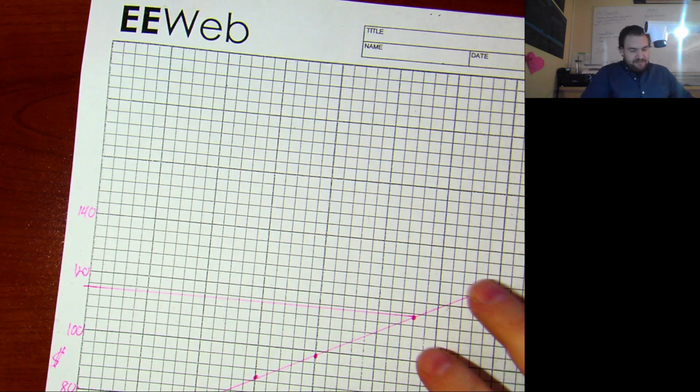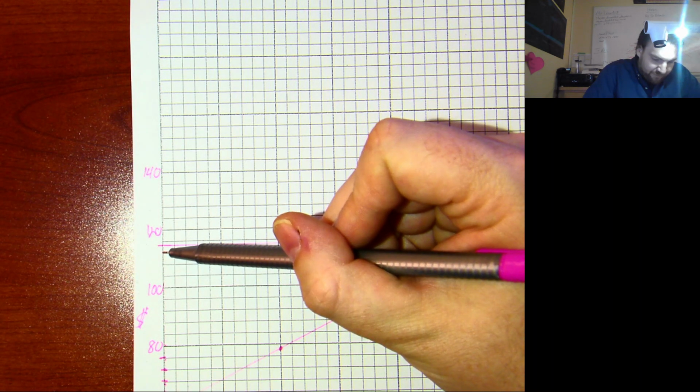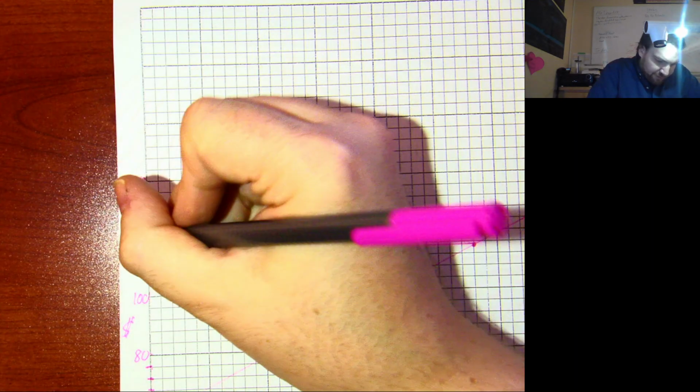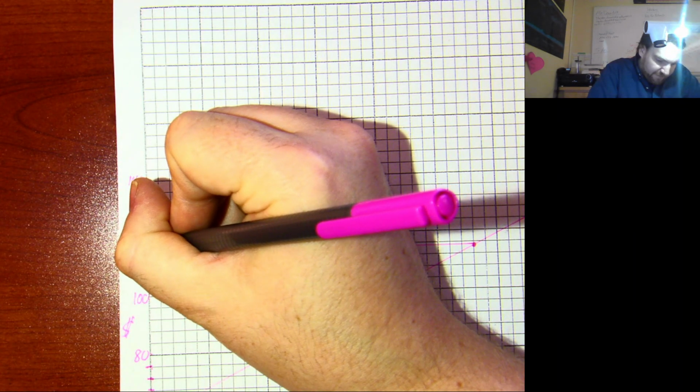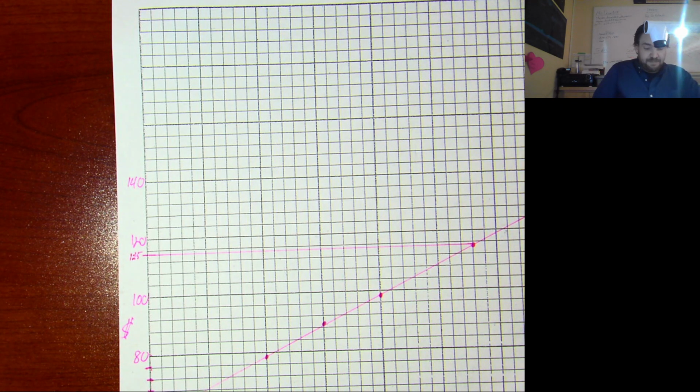What is that price? So that's $1.04, $1.08, $1.12. It's between $1.12 and $1.16. So I'll call it $1.15. Because we know it's not $1.16, and we know it's not $1.12.